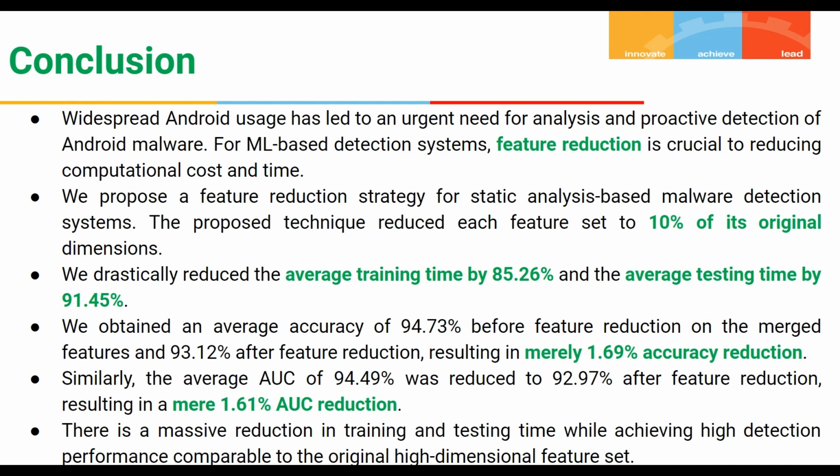We have obtained an average accuracy of 94.7% before feature reduction and 93.12% after feature reduction, resulting in merely 1.69% accuracy reduction. Similarly, the average AUC of 94.49 was reduced to 92.97 after feature reduction. This resulted in a mere 1.61% AUC reduction. Hence, the proposed approach massively decreased the train and test time while achieving high detection performance, which is comparable to the original high dimensional feature set.